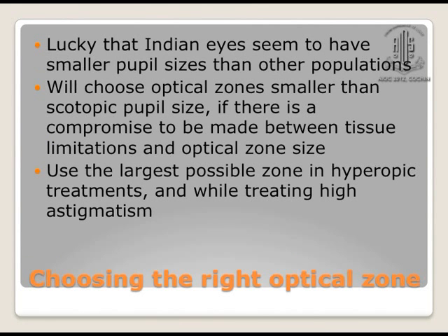You should choose the right optical zone. Luckily for most Indian eyes, there are smaller pupil size. But you would be surprised to find that sometimes pupils, even in Indian eyes, dilate up to more than 6.5 to 7 millimeters. If there is a compromise to be made between tissue limitation and optical zone size, you could go down to the optical zone of 6 millimeters but not less, because a 6 millimeter zone size is an ideal zone in which, because of the Stiles-Crawford effect, there would not be any glare or halos.